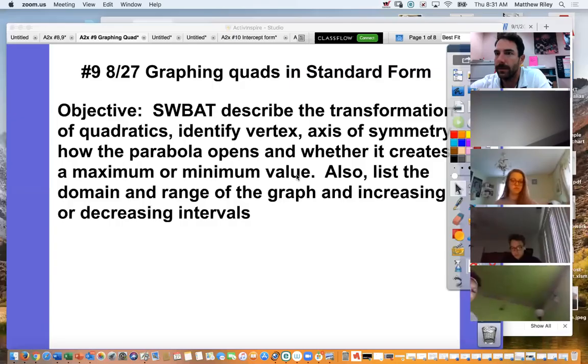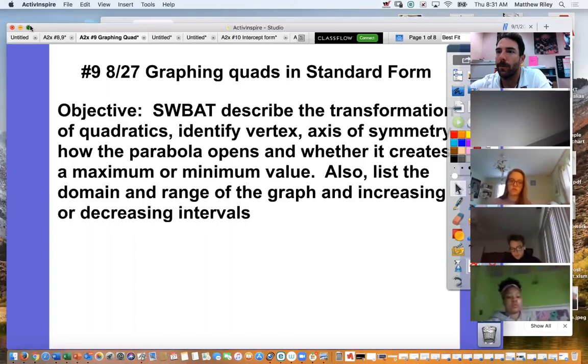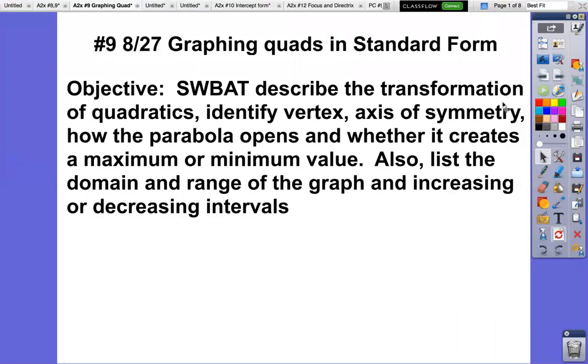So let's share the screen. And I want you guys to take a second and read the objective. This is all the stuff we're doing in the next 2 or 3 days.